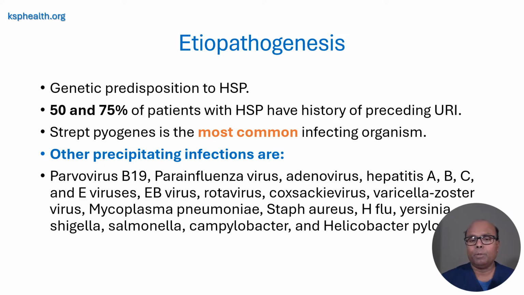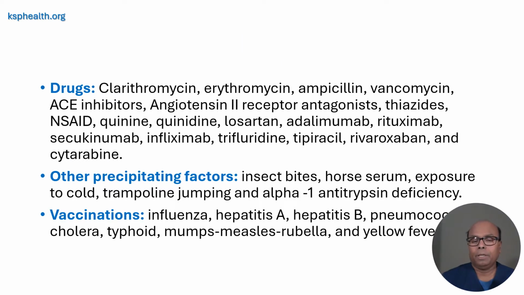Strep pyogenes is the most common organism. But a number of viruses and bacteria can cause HSP or be associated with HSP. There are drugs that have been incriminated in association with HSP and other precipitating factors like insect bites and horse serum. Alpha-1 antitrypsin deficiency has been associated with HSP. So do lots of vaccinations, as enumerated here.